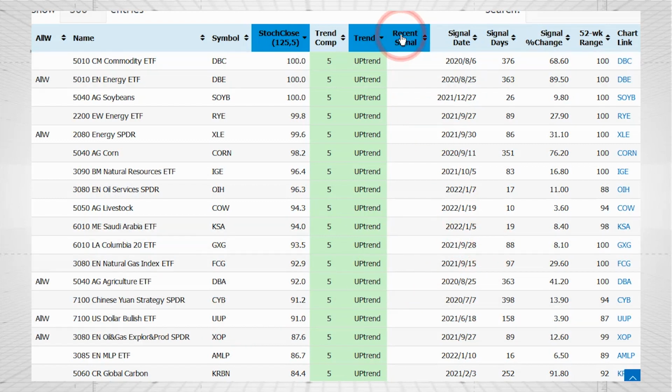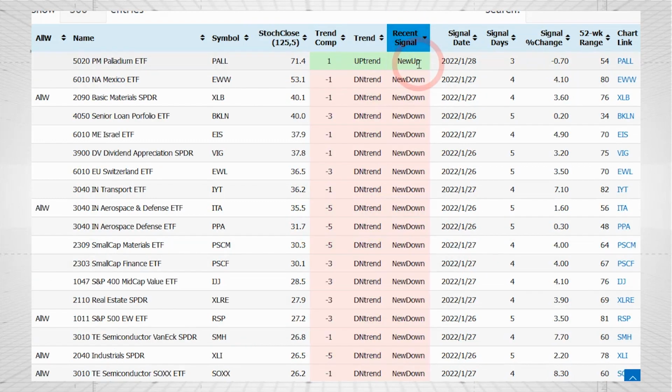So we can also look at the recent trend signals here. There is one new uptrend in Palladium, which had a big move. StochClose is not very high at 71. A lot of new downtrends, and this is over the past 5 trading days. And then there is a link on the right if you want to see a sharp chart with corresponding indicators for these ETFs. But let's look at Palladium just for grins.